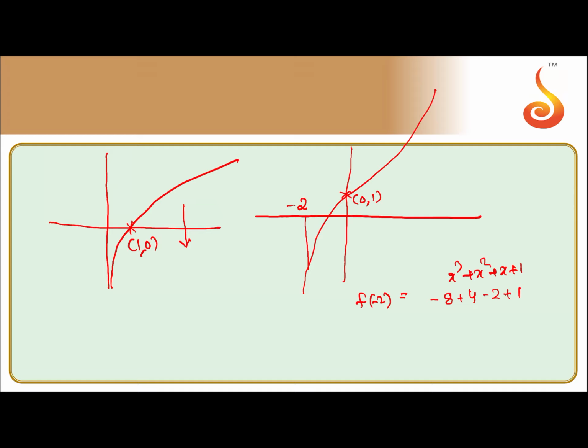Now suppose I take minus 1, f of minus 1. f of minus 1 will give you minus 1 plus 1 minus 1 plus 1. Minus 1 plus 1 will cancel, you get 0. So it means minus 1 is satisfying it, it is crossing, minus 1 is one of the roots. So it just keeps on increasing. f dash x is always greater than 0 for all x belonging to real numbers. Therefore, both the functions are increasing functions.